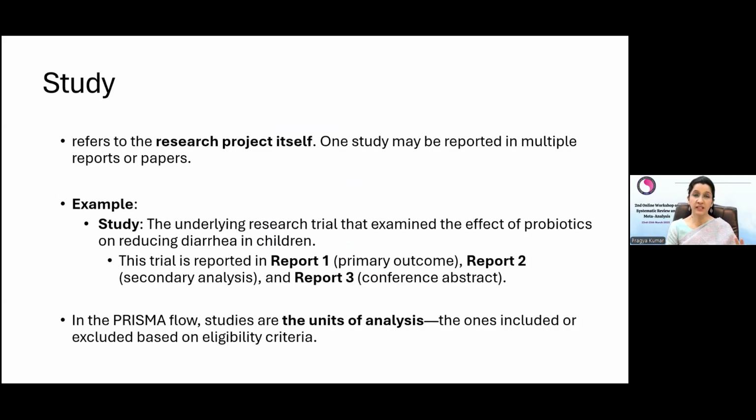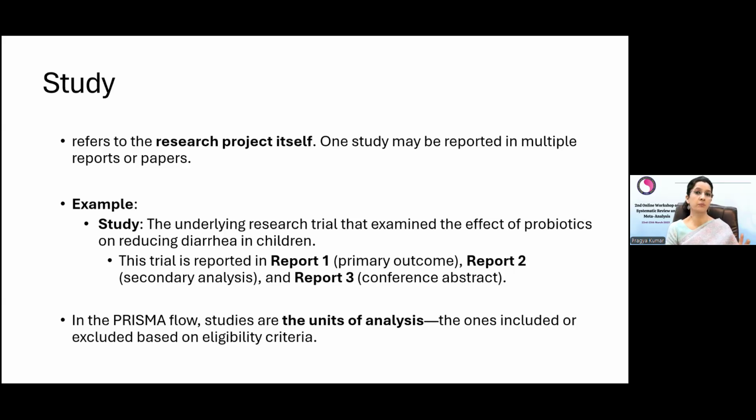And that study, the way I said, one trial, if it has examined three different probiotics, probably in one trial, a person can report the primary outcome. In report two, he may do it on the secondary outcome, or maybe a third report is also there in the form of a conference abstract, because many times we present our interim analysis in a conference also. So from the same study, I have got more than three reports. So the unit of analysis in any systematic review is the study.